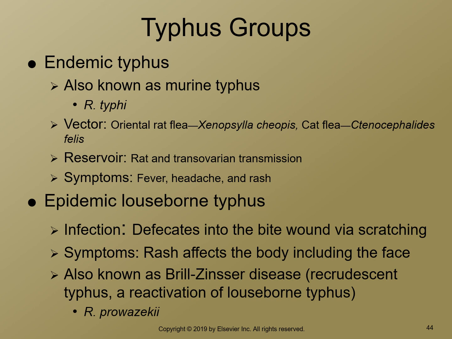Another name for endemic typhus is murine typhus. The clinical course is similar to Rocky Mountain spotted fever. It includes headache, fever, and rash, but unlike Rocky Mountain spotted fever, rash appears in only about 50% of the patients. When the rash is present, it's usually only on the trunk and extremities.